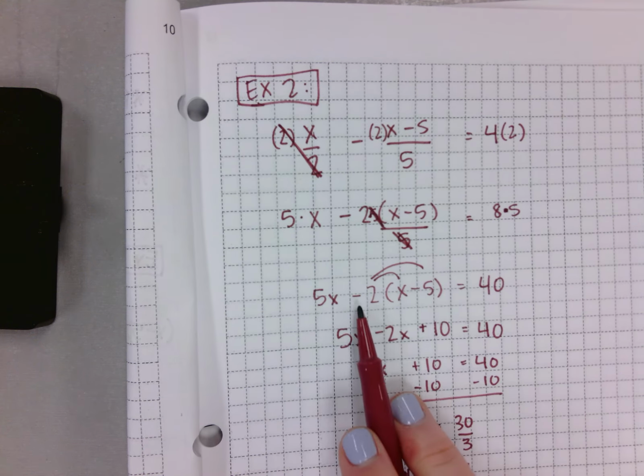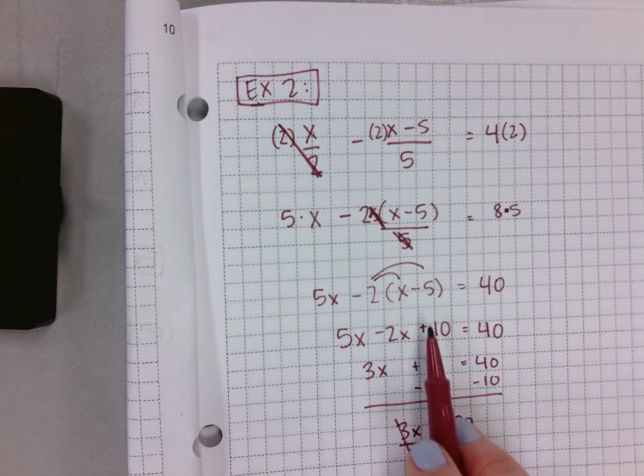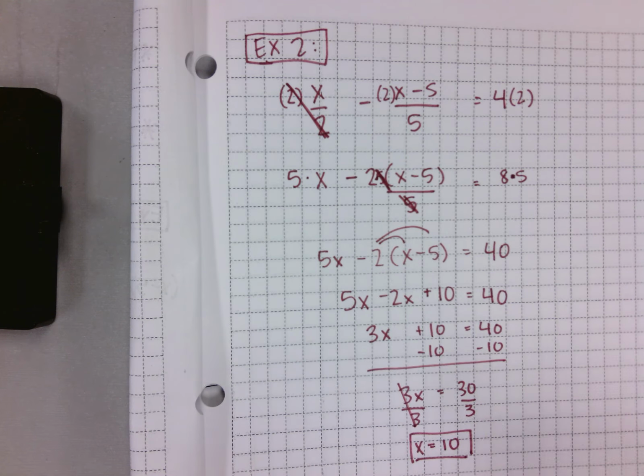If you forgot to distribute that negative, you would end up with a minus 10 here, and that will give you the incorrect answer. If you ended up with 50 divided by 3, that's the mistake you made.